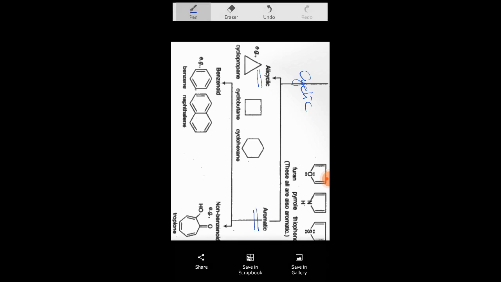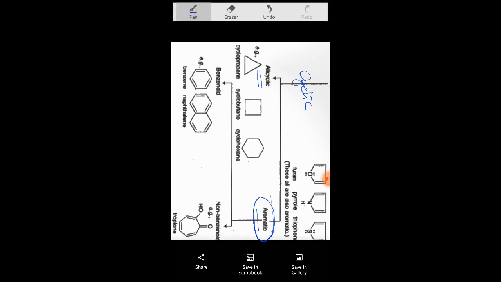Now these cyclic compounds are classified as alicyclic and aromatic. Alicyclic means it could be having double bond, it could be having triple bond. They are cyclic. They may show the properties of alkanes, alkenes, and alkynes. That's it. And whereas another set of compounds, we'll discuss about that set of compounds, that is called aromatic.